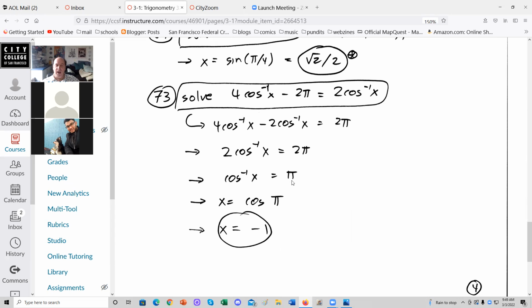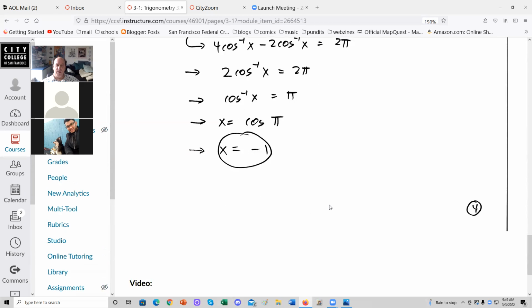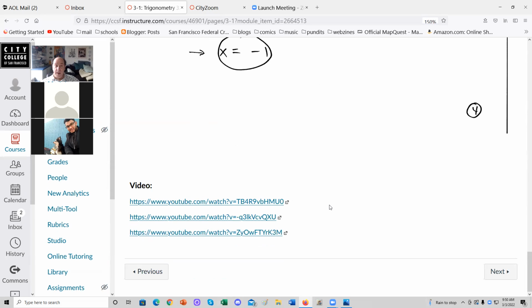Take cosine of both sides. That can be done unambiguously. Get x equals cosine pi, and pi moves you halfway around the circle. Point -1, 0. -1 is the cosine value. So x equals -1. Okay, looks good.